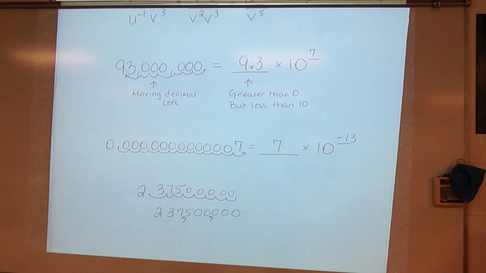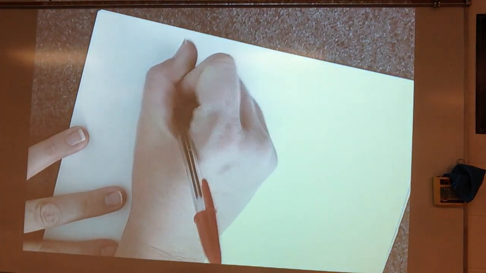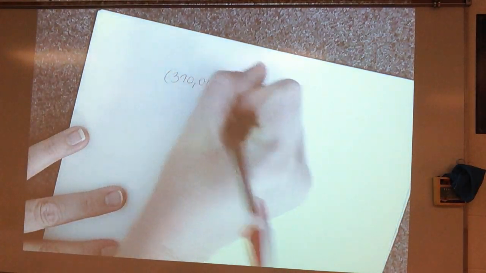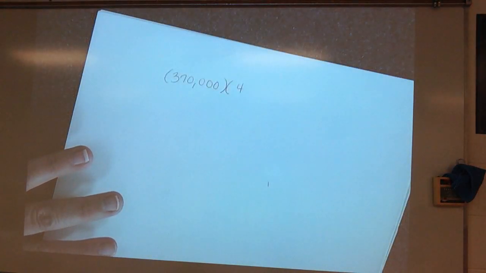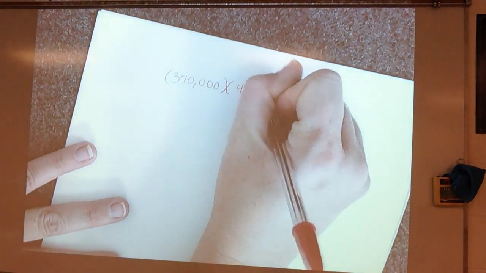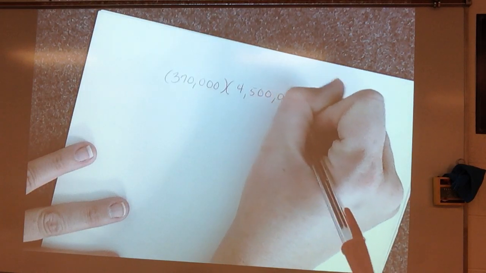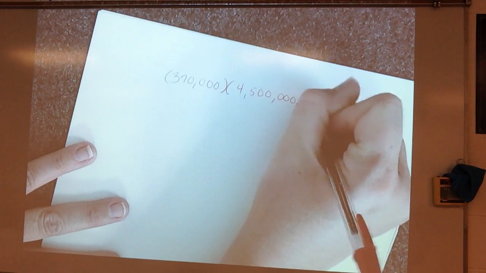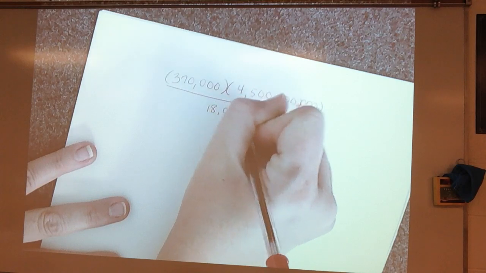All right, guys, let's look at this. Go ahead and look at number 10, or page 10. This is the last example we're going to look at. Using that scientific notation, what's the purpose of it? All right, so let's say that I have this: 370,000 times 4,500,000,000 divided by 18,000.